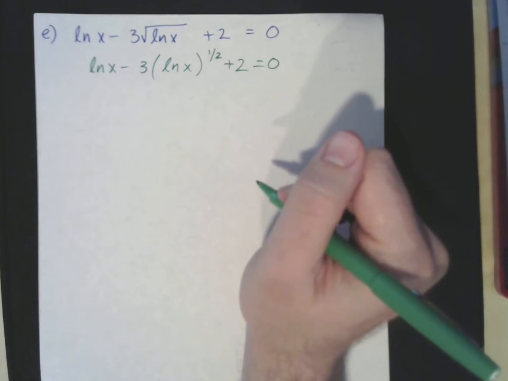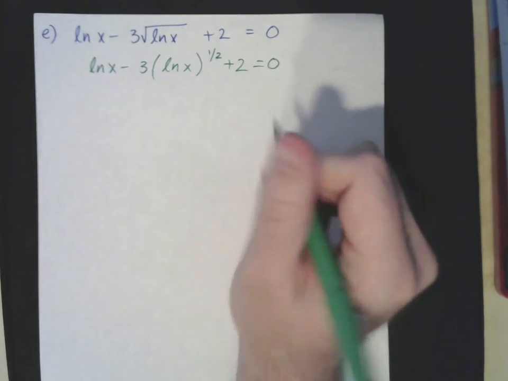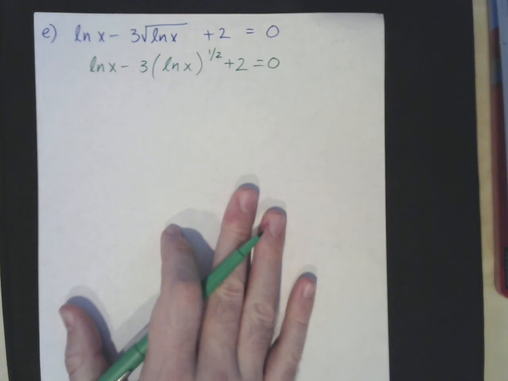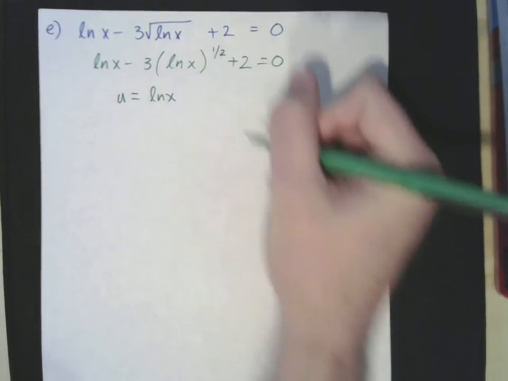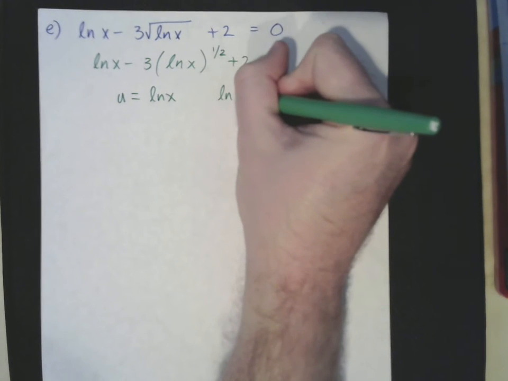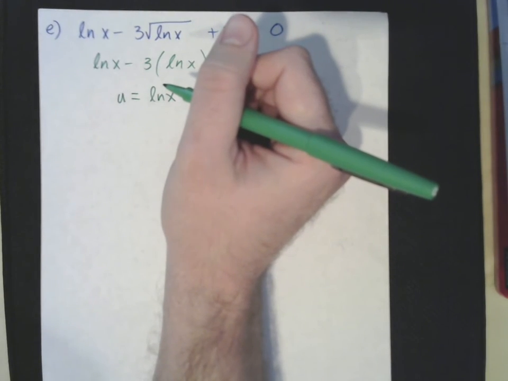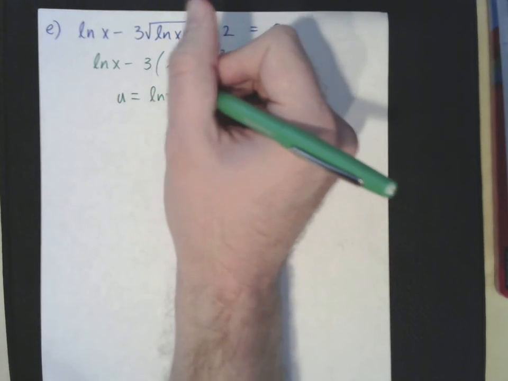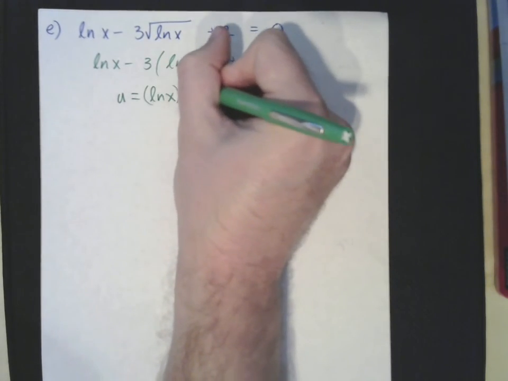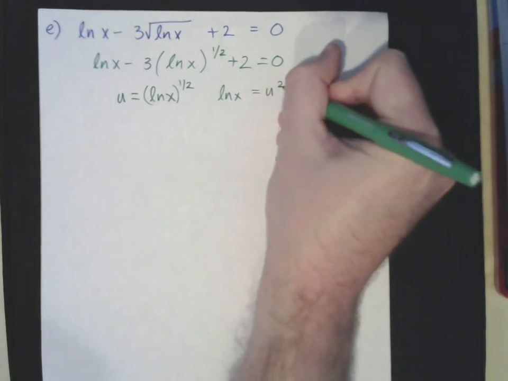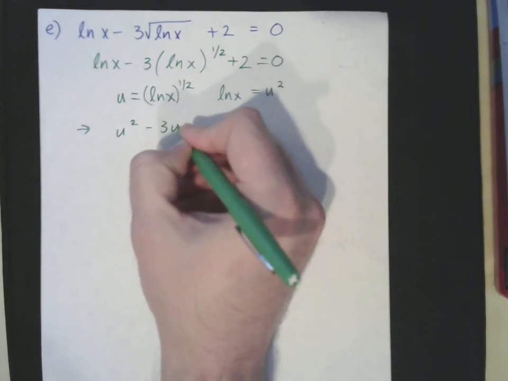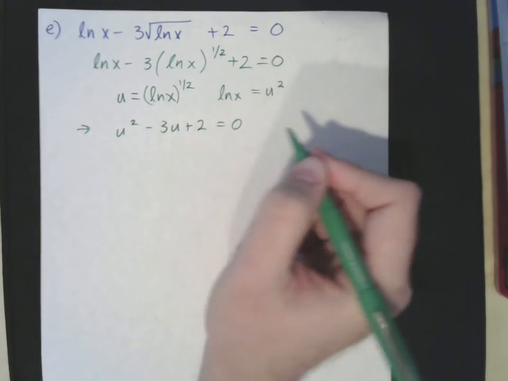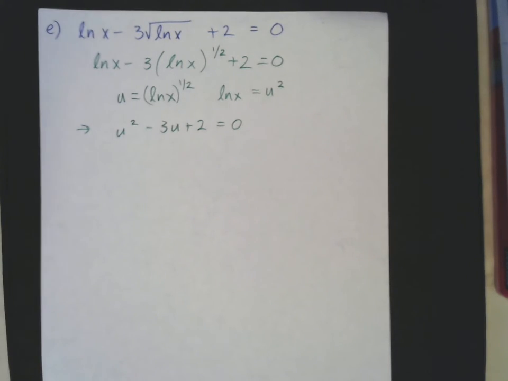So what we can do is something that we did back in chapter 10 or 11, I can't remember. We're going to set u equal to (ln x) to the 1/2, and that makes ln x equal u squared. And then we get u squared minus 3u plus 2 equals 0. Now we're just solving a quadratic.